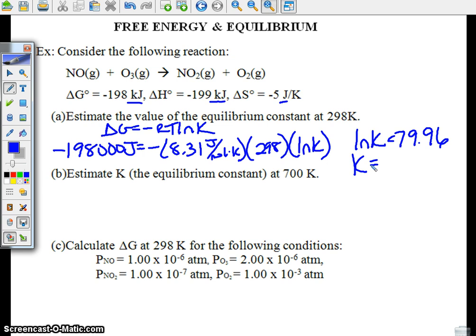Depending on how you round K, you will get very different answers. Just putting the whole answer in, I get 5.3 times 10 to the 34th. But if you had rounded it to 79.9 or 80, you get a very different answer, like 5 times 10 to the 34th. So when you start checking these in the back of the book, look more for the power of 10, because rounding your K can make a big difference. That was easy.